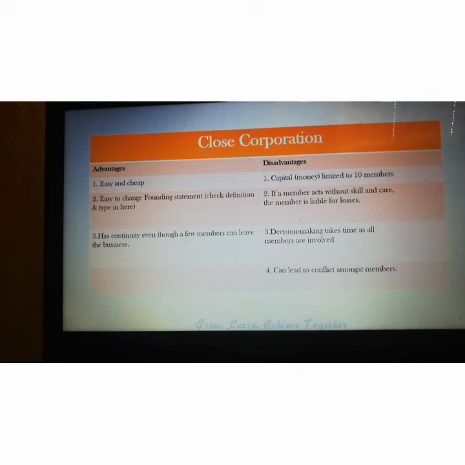What I mean by this is that there is no red tape. There are not a lot of documents that one must sign in order to have a legal company registered under a CC or as a CC, a close corporation. It is also easy to change the founding statement.